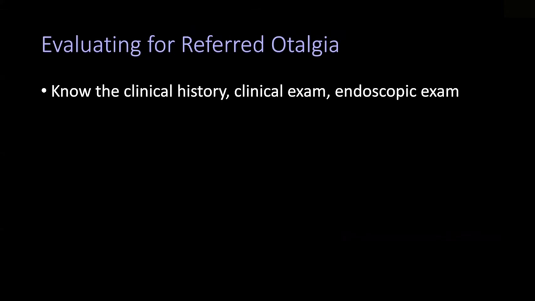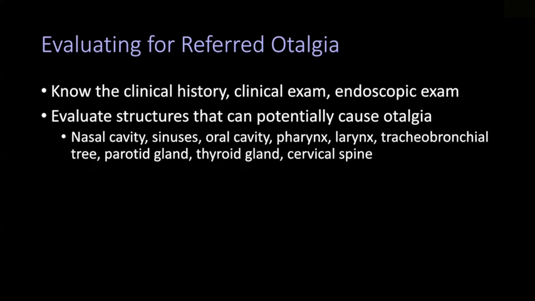As with any head and neck case, you want to know the clinical history and clinical exam and whether or not an endoscopic exam has already been done. You want to look closely at all of those structures in the head and neck that can potentially cause otalgia, including the sinonasal cavity, oral cavity, pharynx, larynx, tracheobronchial tree, parotid and thyroid glands, and the cervical spine.